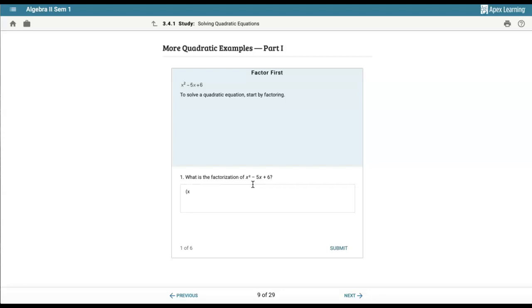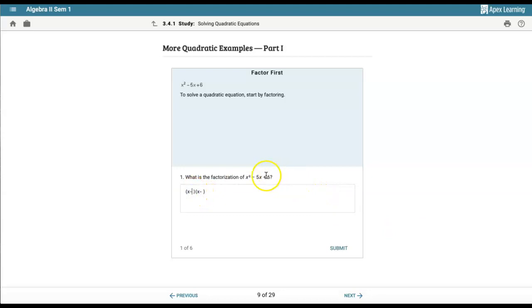So for this one here, since our second term is negative, but our third term is positive, we know that this has to be 2 negative numbers. So P and Q both have to be negative, right? And it's going to look like this, x minus something, right? We know that right off the bat. Now, the next thing is what two numbers multiply to give me 6? It's either 1 and 6 or 2 and 3, right?